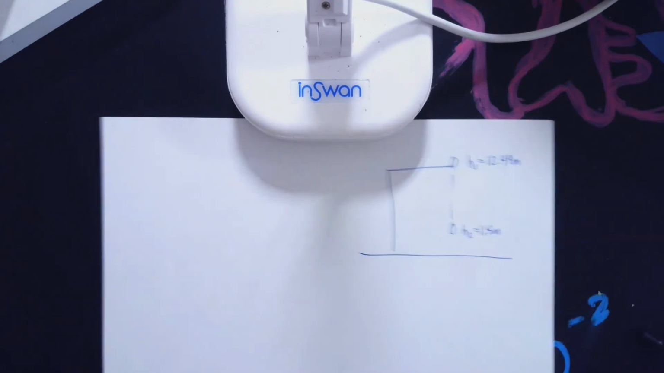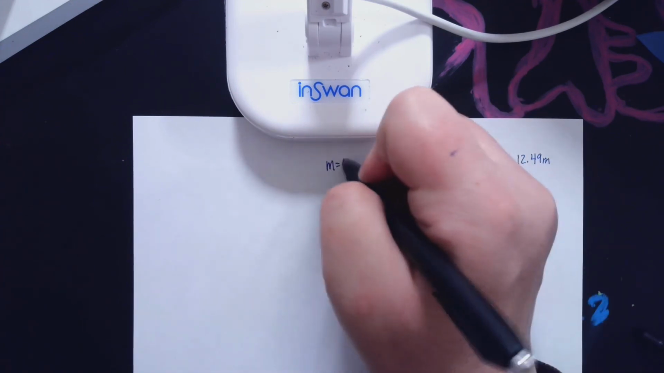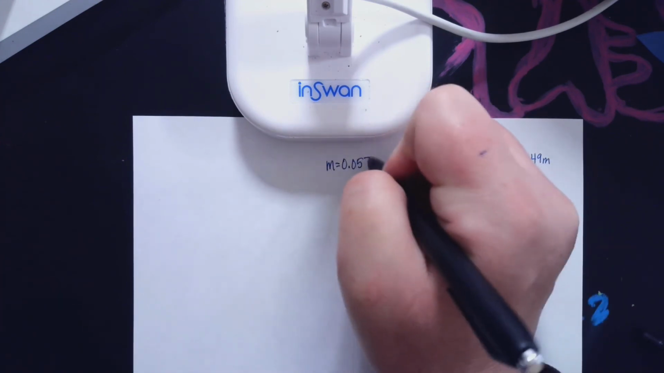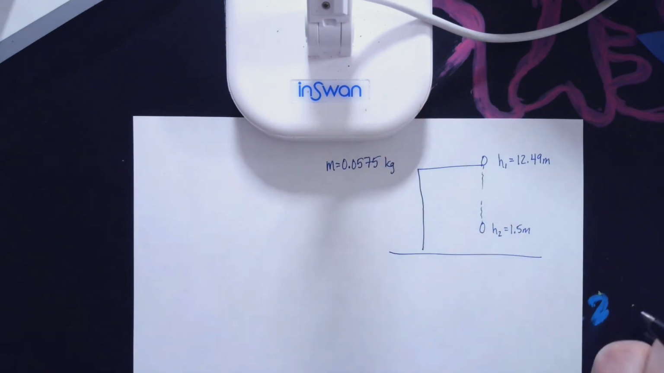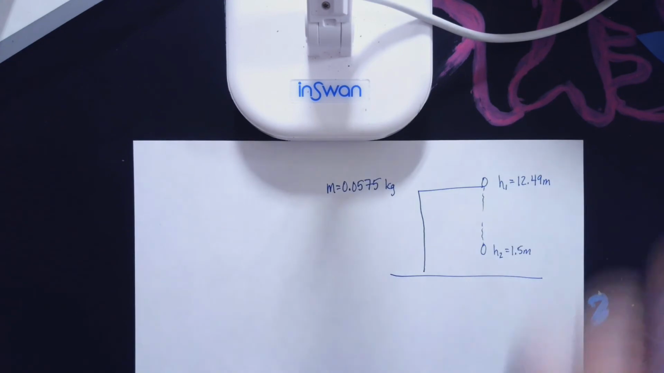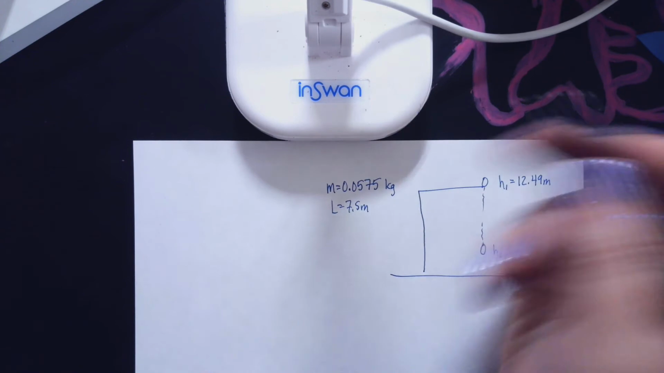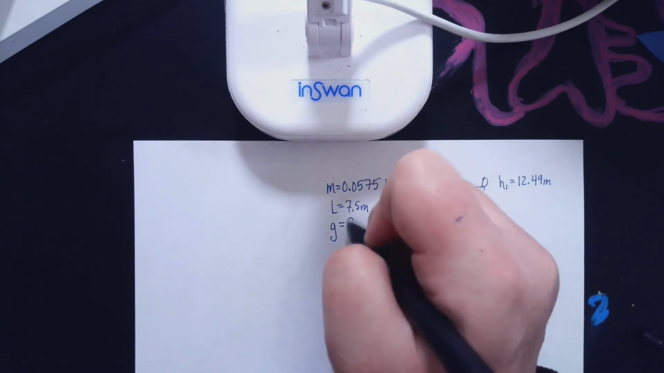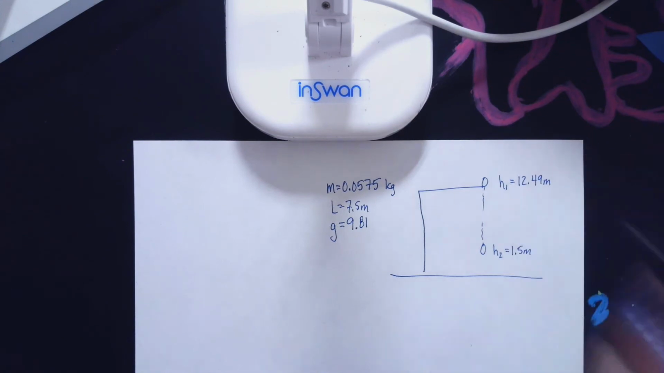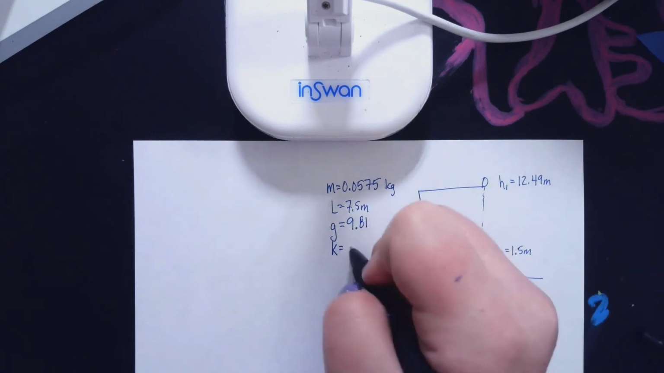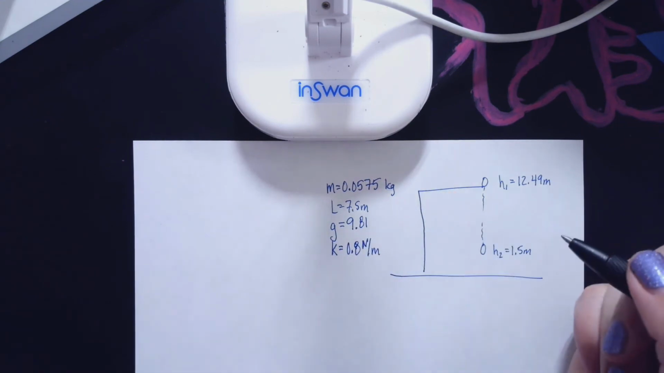The other stuff that I got from their data was that the mass that they used on that day was 57.5 grams, and of course the SI unit for mass is kilograms, so I wrote that as kilograms. The length of their cord is 7.5 meters. They used 9.81 as their value for g instead of 10. And the k of their cord, which they measured themselves, was 0.8 newtons per meter.